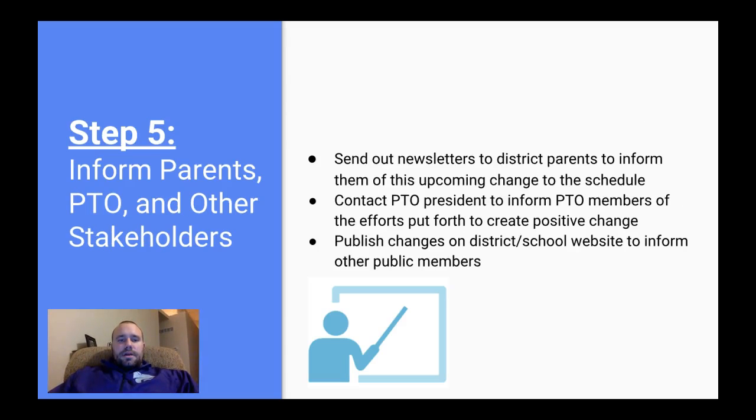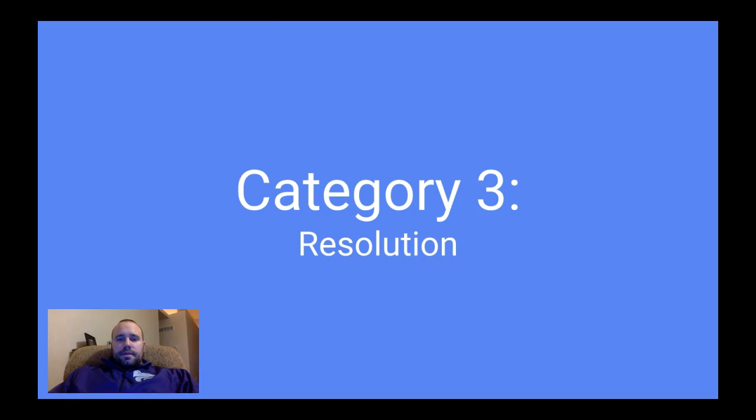Step 5, we need to inform parents, the PTOs, and the other stakeholders. By sending out a newsletter to the district parents, we are informing them of the changes that will be made to the schedule for the next year. We will contact the PTO president and inform the PTO members of the efforts that we're putting forth in order to create this positive change, and then also publish these changes onto the district and school website for other public members to be made aware.